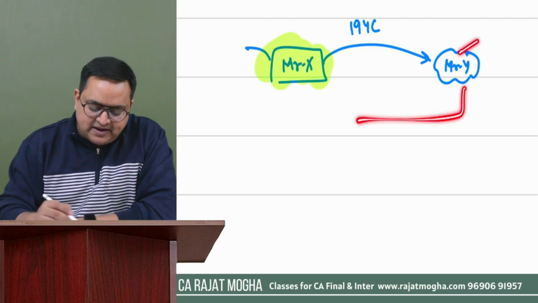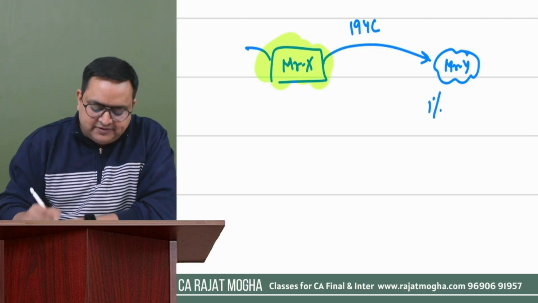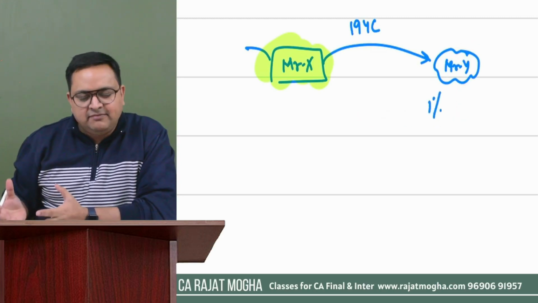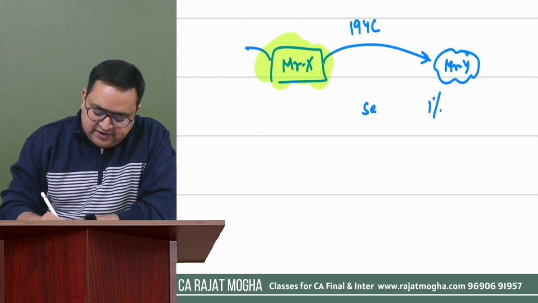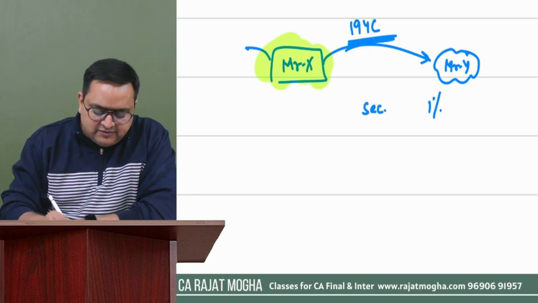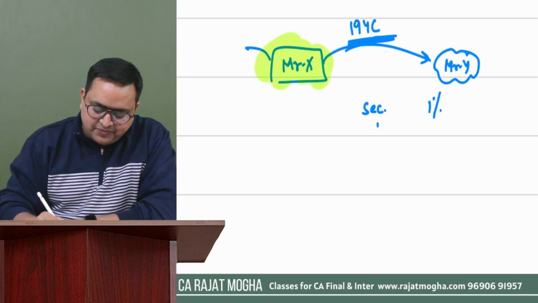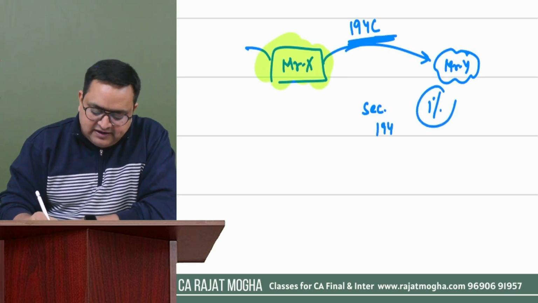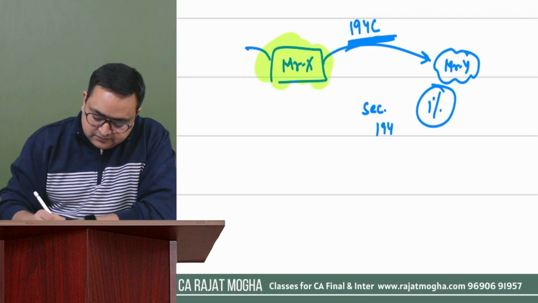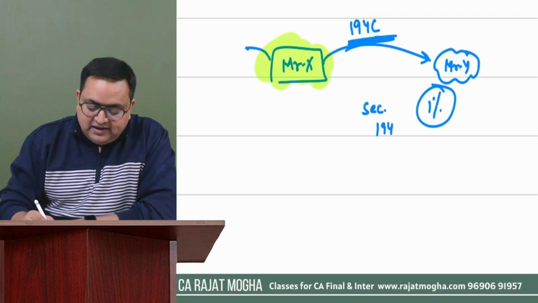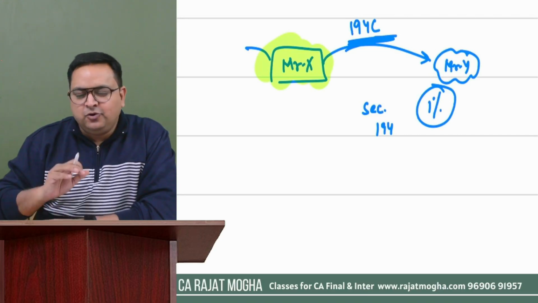If he furnishes his PAN number, the TDS rate will be 1%. That is the rate mentioned in that section. Whatever TDS section is applicable, here it is 194C. So under 194C, the TDS rate would be 1%, right? If this person has furnished the PAN number, no problem, 1%.